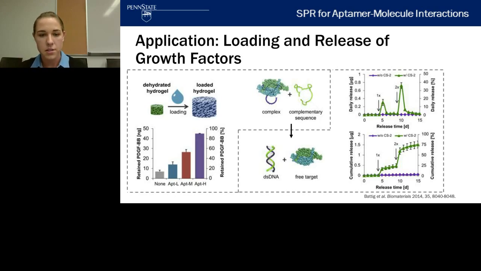Next, we can use a complementary sequence, which hybridizes with our conjugated aptamer sequence to free the target protein. And this is a sequence-specific and dosage-specific release. So we can see that when 1x amount of our complementary sequence is added, the release is only half of that of a 2x dosage. And this can be done at multiple periods of time to release the PDGF-BB on demand.